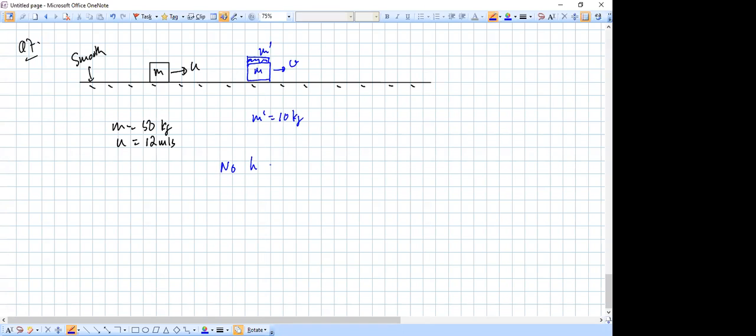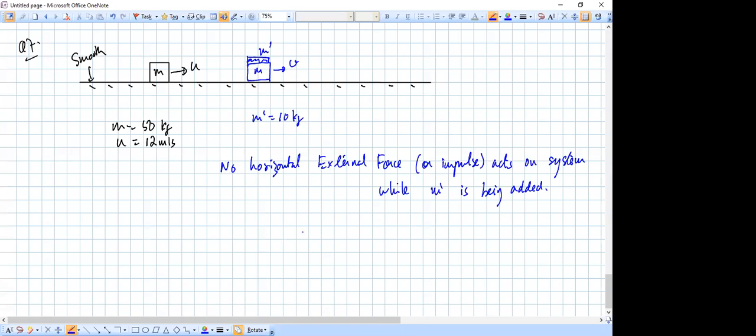So no horizontal external force or impulse acts on the system while m prime is being added or attached from the top. Okay, so therefore momentum should be conserved. So m u should be equal to m prime plus m, the total mass, into v.